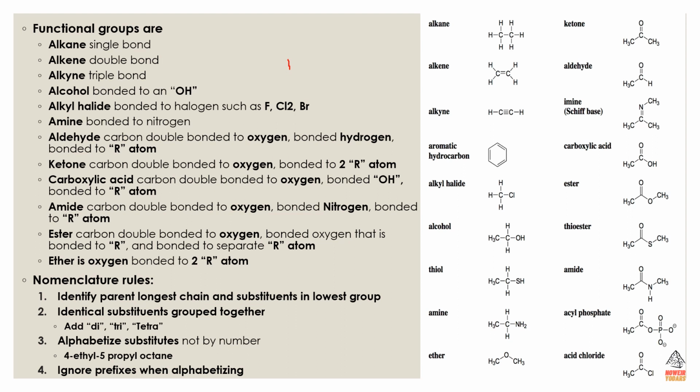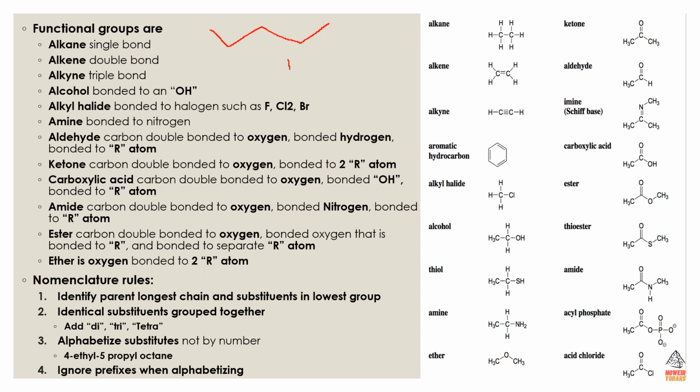So the first rule is identify the parent, the longest chain, and the substituents in the lowest groups. So you identify how many carbons are in the group. So you got, like here, carbon here, one, two. So that's a pentane. Okay, so that's how many carbons are in the group, for instance.